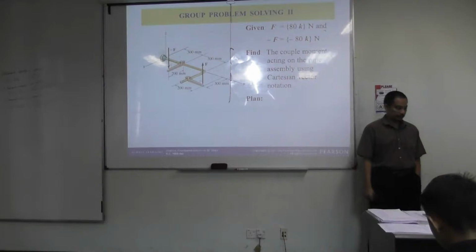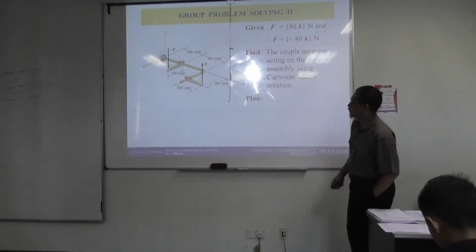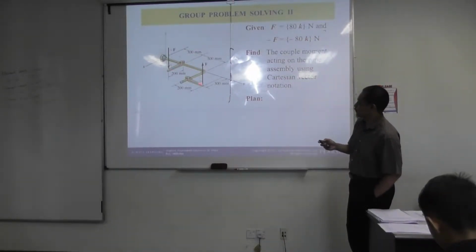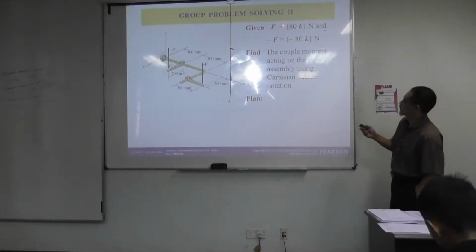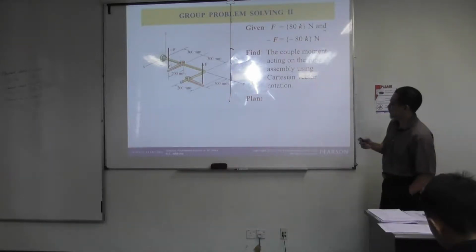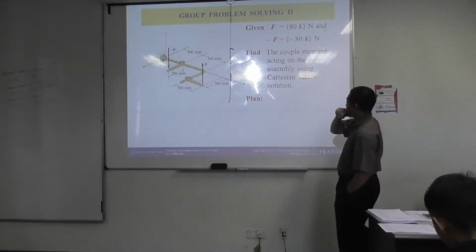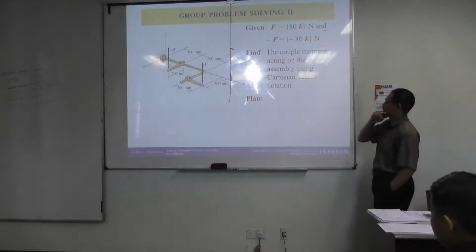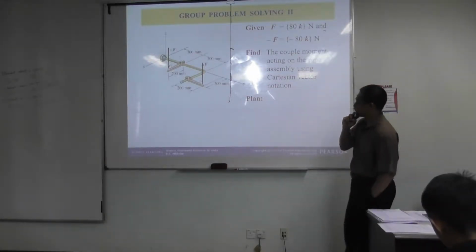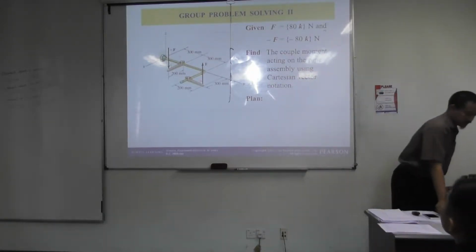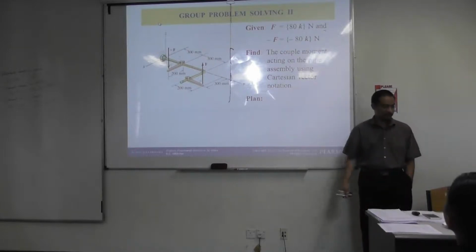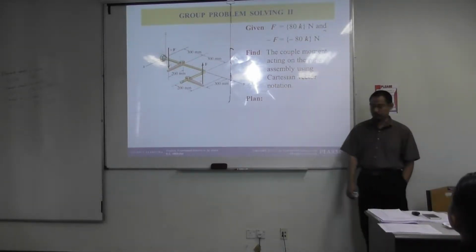Alright, so here in this case we have just a couple left. We have two forces in the opposite direction acting at the location shown. We have F going upwards, which is basically 80k, and then the negative 80k going downward. Find the couple moment acting on the pipe assembly using Cartesian vector notation. Alright, so what do we do? First, is the question clear? What should we calculate?